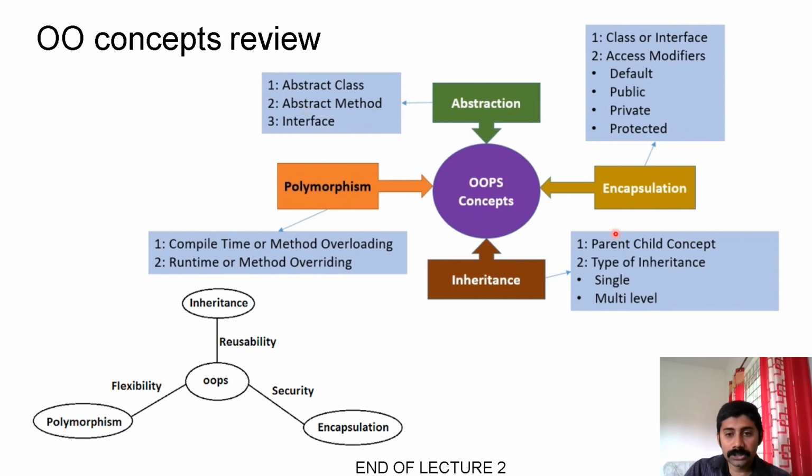This diagram shows how these features are achieved in a programming language. Abstraction is mostly achieved by abstract methods and interfaces. Encapsulation is achieved in the programming language by means of access modifiers. Then polymorphism has two types: compile time polymorphism or method overloading, and runtime polymorphism. Then inheritance is the parent-child relationship. The Java language supports only single and multilevel inheritance. We will come to the details in subsequent sections.